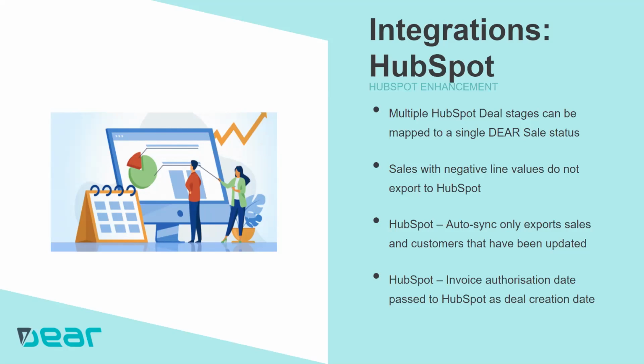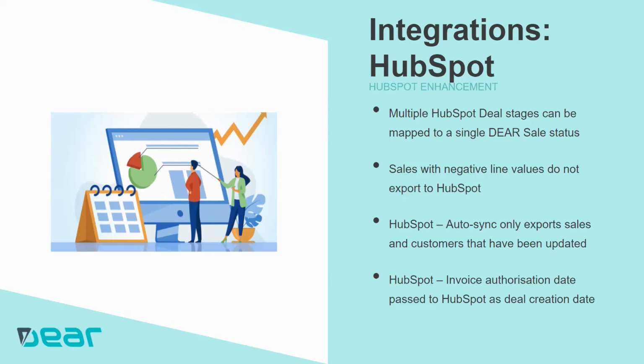So that should save a lot of issues for people who have multiple stages in HubSpot for one single DIA status. The other is that sales with negative line items do not export to HubSpot. This is a HubSpot limitation, and unfortunately we cannot build any enhancement at the current stage because that API is simply not available for us to be able to push negative line figures.